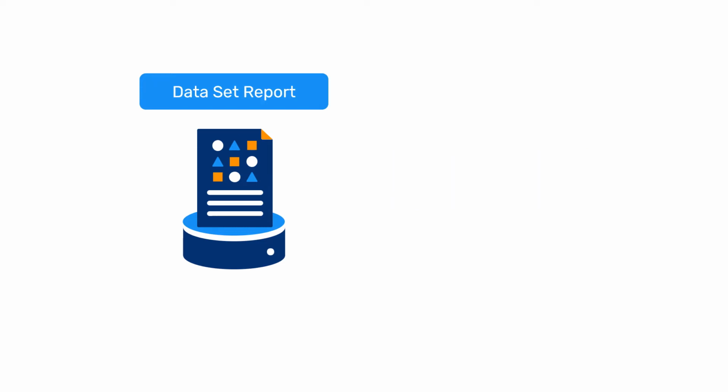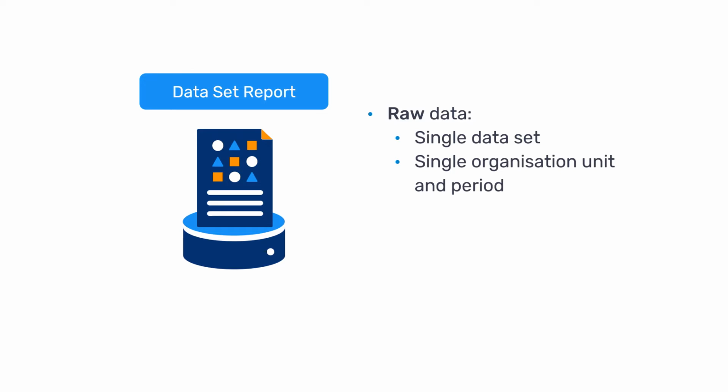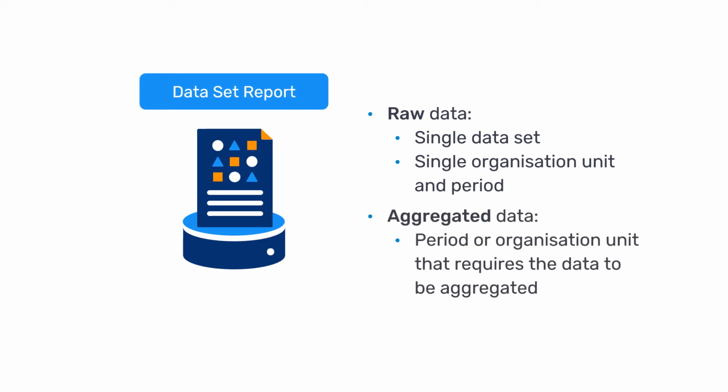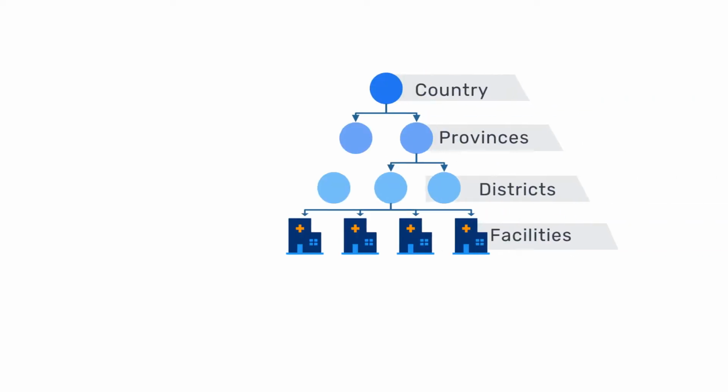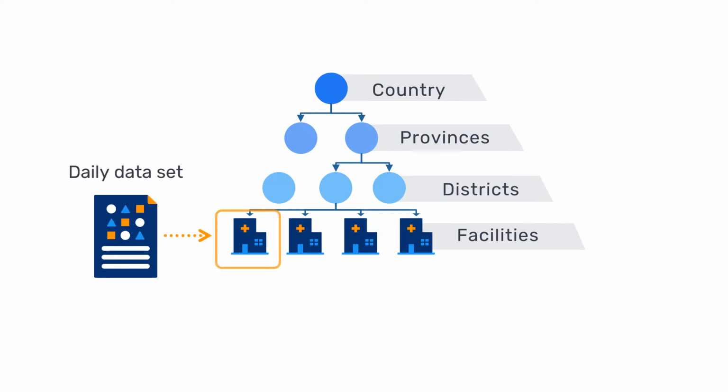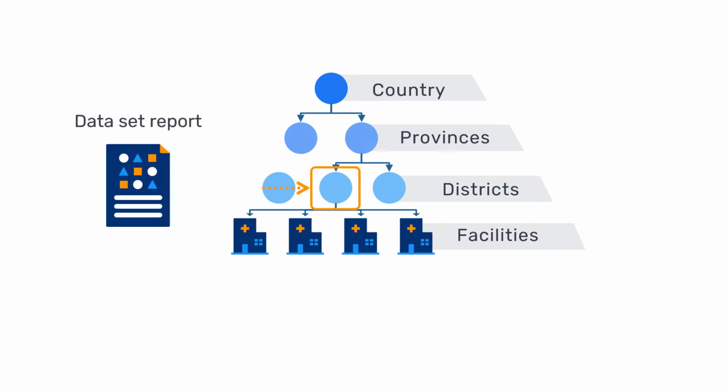The data can be viewed as either raw data, in other words, data from a single dataset for a single organization unit and period, which is the way the data values have actually been entered, or aggregated data, where you select a period or organization unit that requires the data to be aggregated. For example, if you have a daily dataset entered at facility level, you can view the data aggregated for an entire month and the entire district using the Dataset Report tool. So let's take a look at how to create a dataset report.